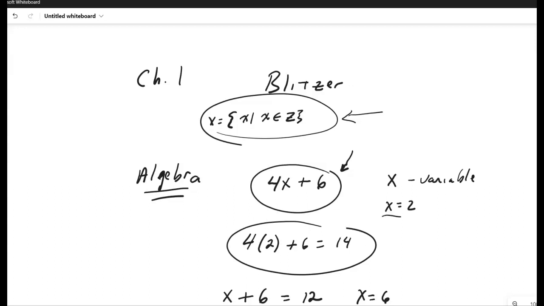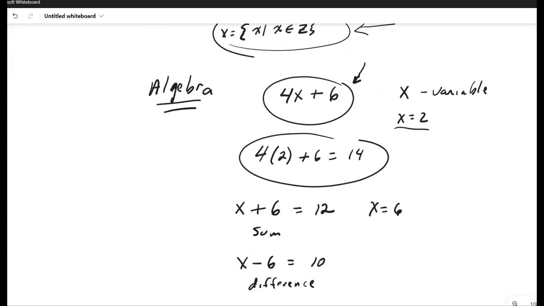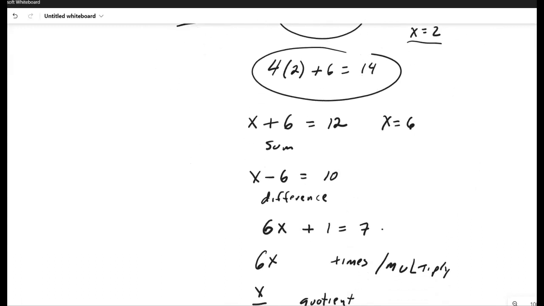Now, what happens if we say, okay, let x be equal to 2 in this case? How can we evaluate that? Well, we just put a 2 in where the x is. So in this case, 4 times 2 plus 6 is equal to 14. 4 times 2 is 8, plus 6 is equal to 14. And don't forget your order of operations. You do the multiplication first. Please excuse my dear Aunt Sally. You remember we talked about that already.